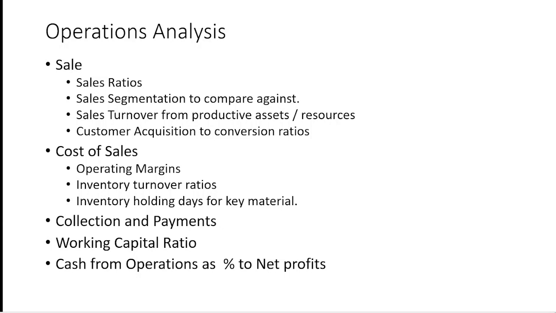You may also want to look at the cost of sales, operating margin, inventory turnover, inventory holding days. You can look at the collection and payments to understand the efficiency of finance operations, working capital ratios to understand the efficiency of finance and treasury operations. You may want to look at cash flow from operations towards the net profits to understand whether you are managing the treasury function in a proper manner or not. Right. So these are the other operational ratio analyses, which can help you to understand more about the operational aspects of your business.